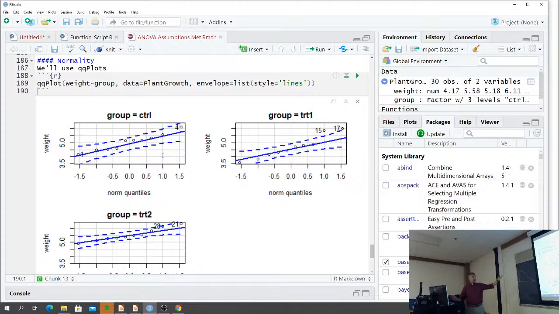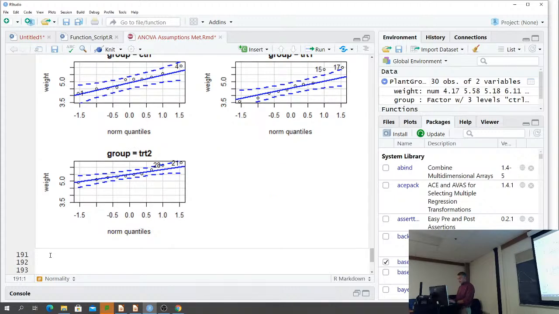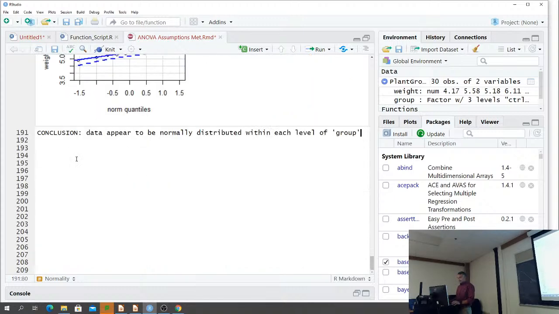All right, so normality QQ plots, we look normal. All right, that's good. So our interpretation conclusion for this one is that data appear to be normally distributed within each level of group. I don't like to say group because the name is group, but within each level. So the control, treatment 1, treatment 2, they all look to be normally distributed.